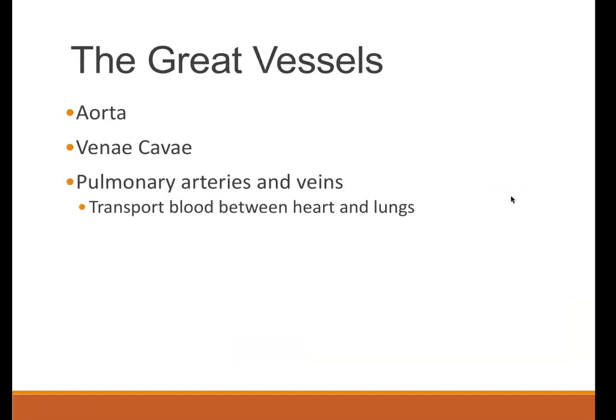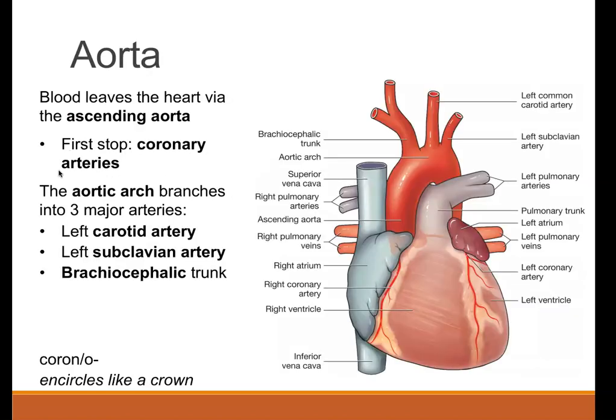So some really important blood vessels to know: the great blood vessels, the aorta, which is the largest artery, and the vena cava, or the vena cavae, because there's two of them, are the largest veins. And then the second largest ones are the pulmonary arteries and veins, which transport blood to and from the lungs and heart. So the aorta is pictured here.